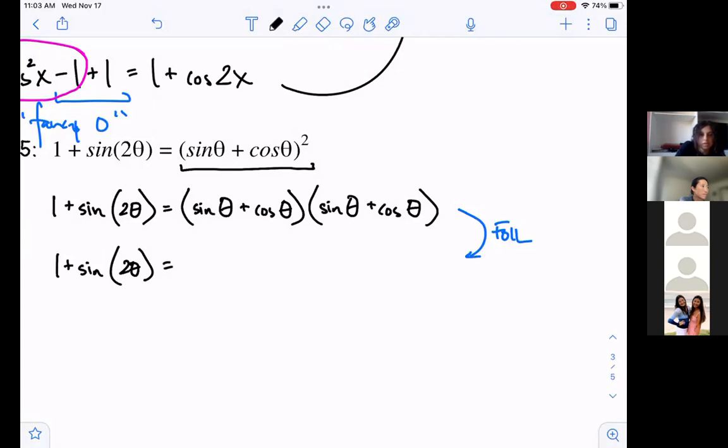Sine squared theta. I agree. Keep going. Plus sine theta times cosine theta, plus cosine theta times sine theta, plus cosine squared theta. Great. I agree with that. And I say there's one more way we can simplify that even a little bit more. There we go. We could combine those two middle terms.